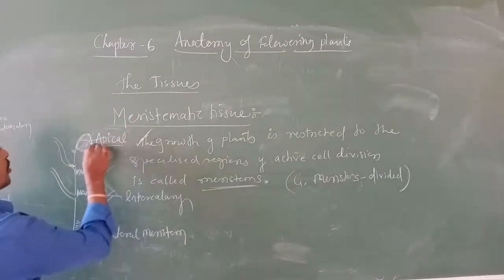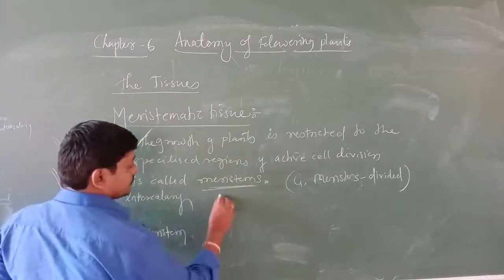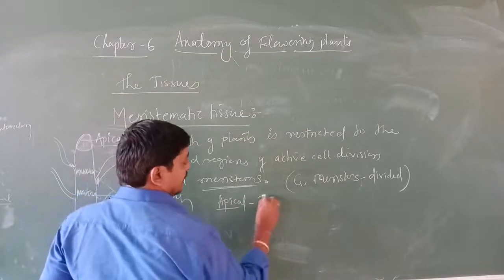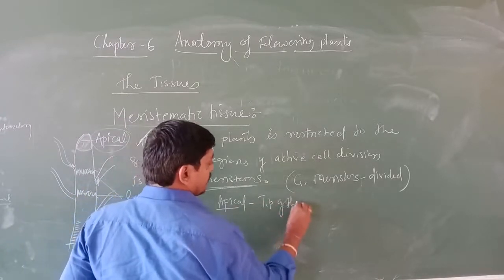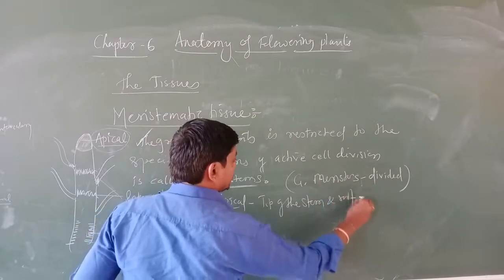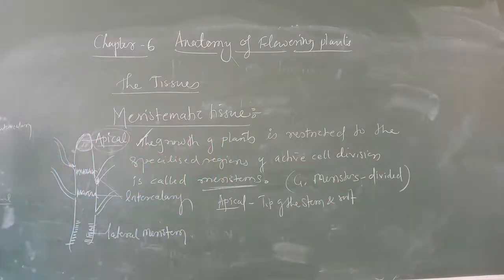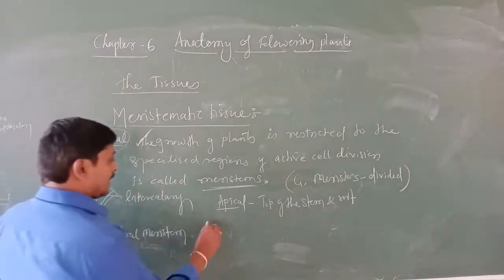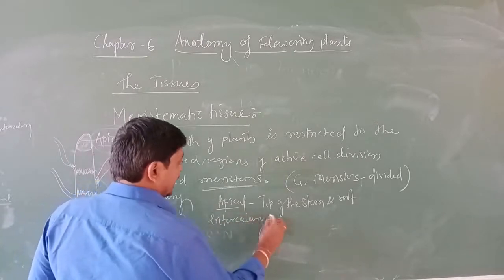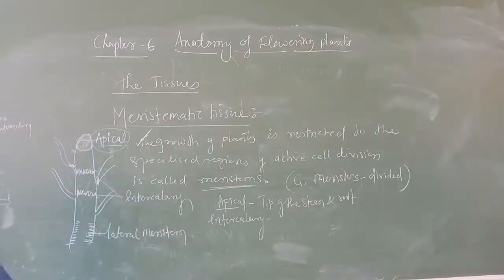Now when we talk about the apical meristem, it is found at the tip of the stem and root. Where are we going to find the intercalary meristem? That is what we are going to find.